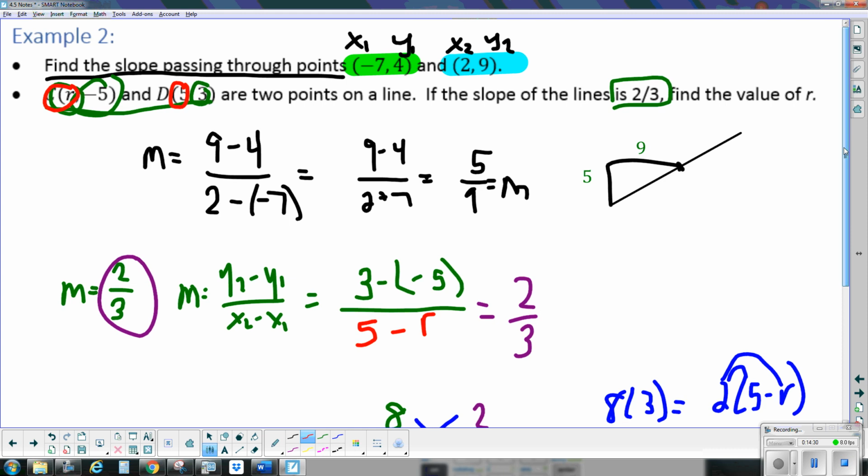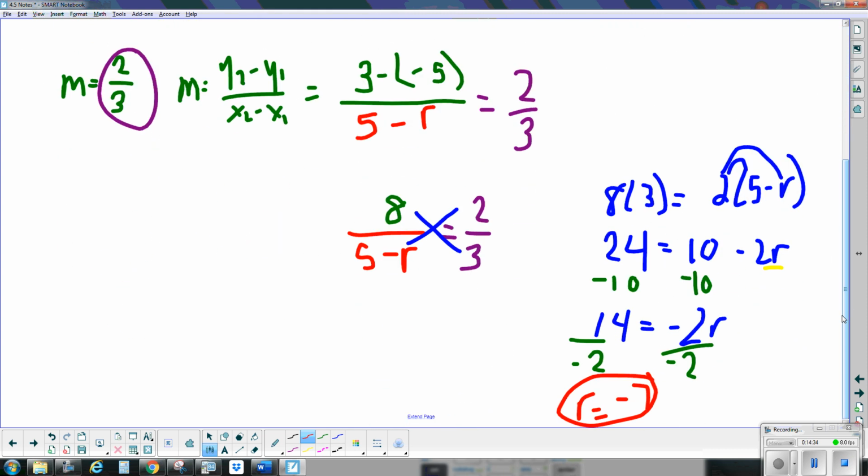And the question was, find the value of r. So I'm done as soon as I find that value of r, then I've answered the question. So in this case, r is equal to negative 7, and that's our x2 point. Okay, that's what, or sorry, our x1 point. That's what we solved for.